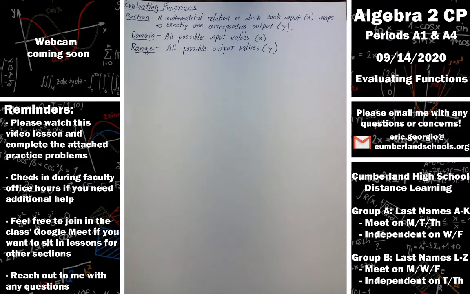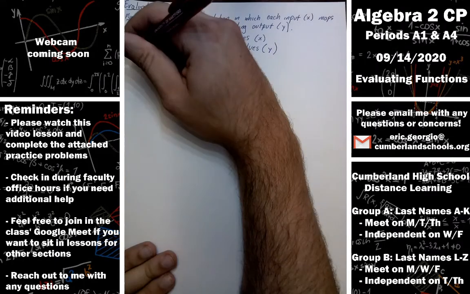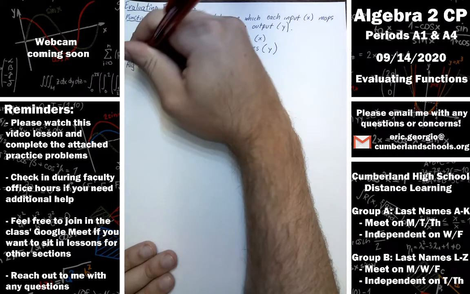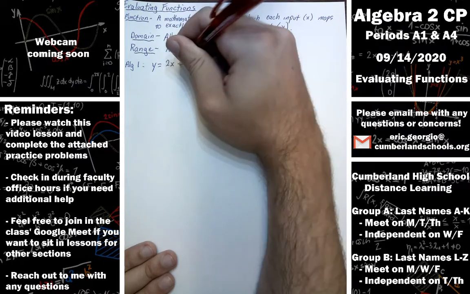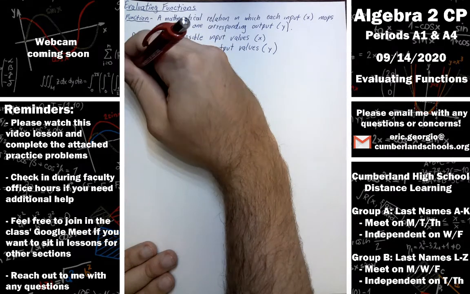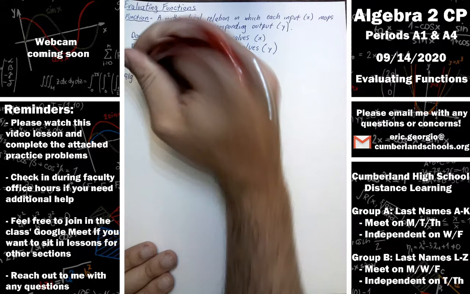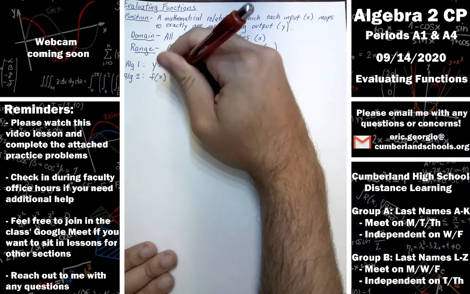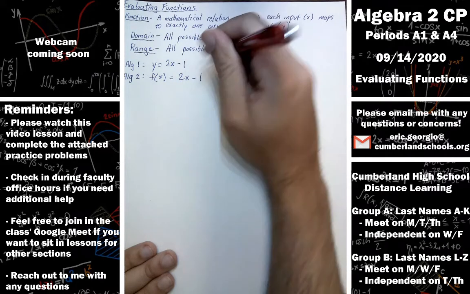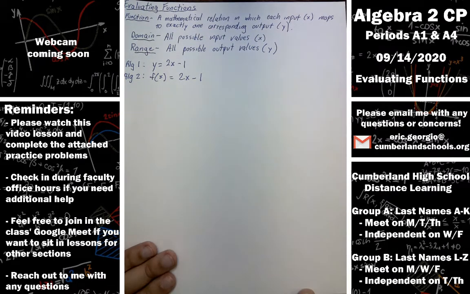When we evaluate functions, more than likely, you're going to see them written in function notation. In Algebra 1, you've probably used notation similar to y equals something like 2x minus 1, for example. Well, in Algebra 2, we're going to step that up a little bit, and instead of using y equals, we're now going to be doing f of x equals 2x minus 1. And notice that that is pronounced f of x.